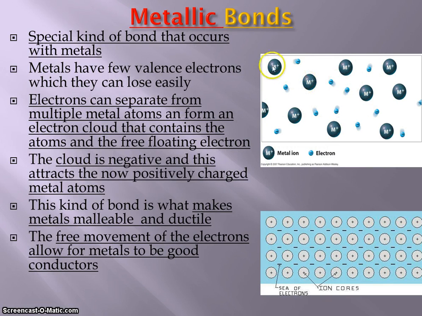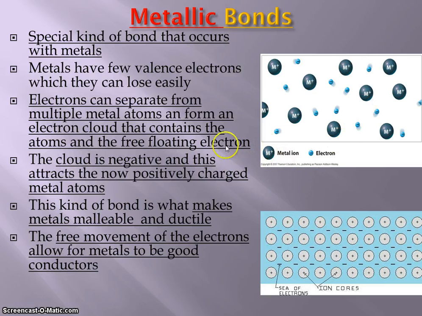Since they've lost some electrons, all those metal atoms are now positive ions. You've got your electrons floating around everywhere, and since the cloud of electrons is negatively charged, the metal atoms are all positively charged ions. Everything sticks together because negative attracts positive. So it's like a cloud of things that are sticking together because of that attraction between positive and negative.